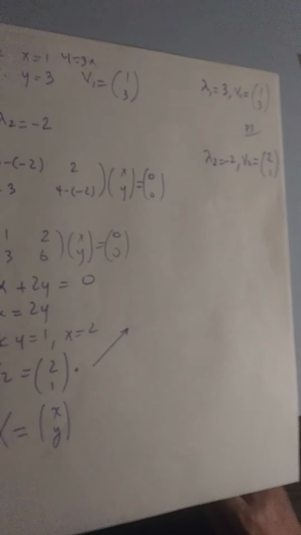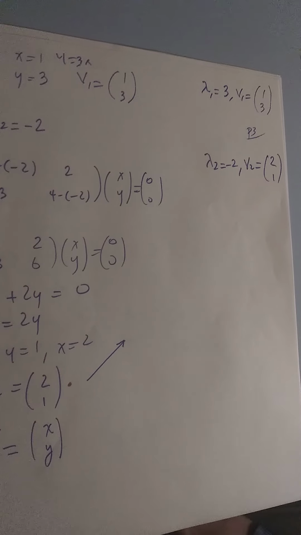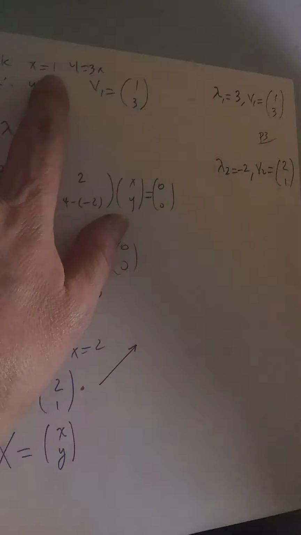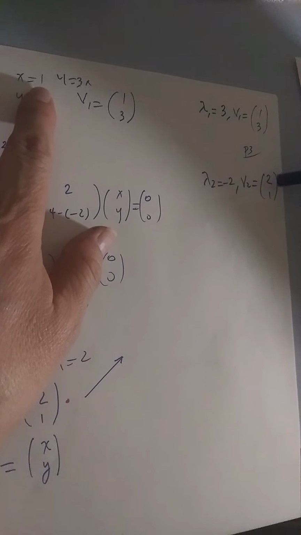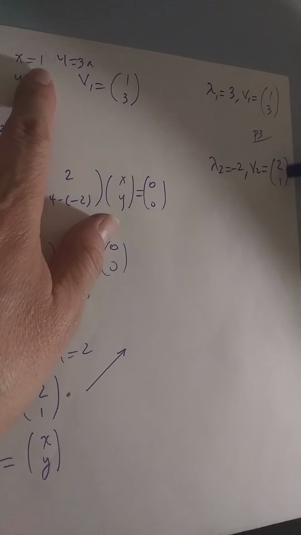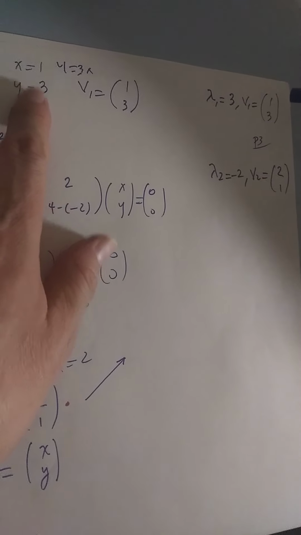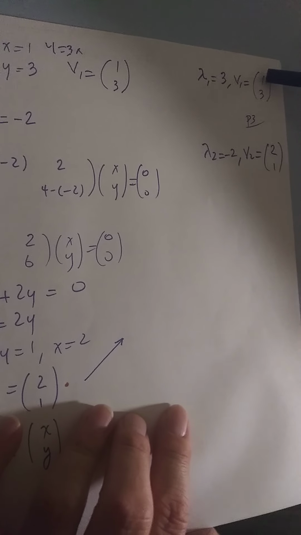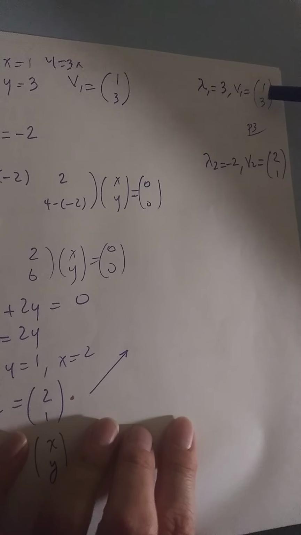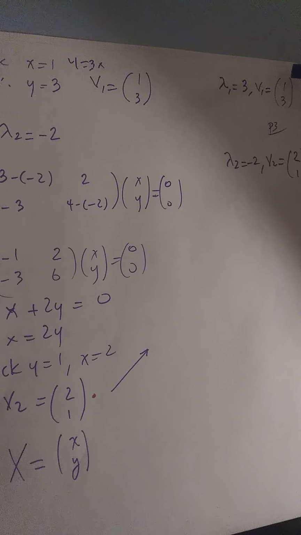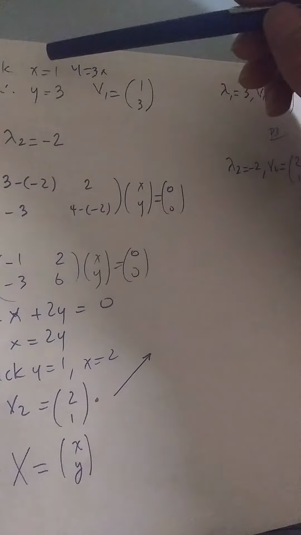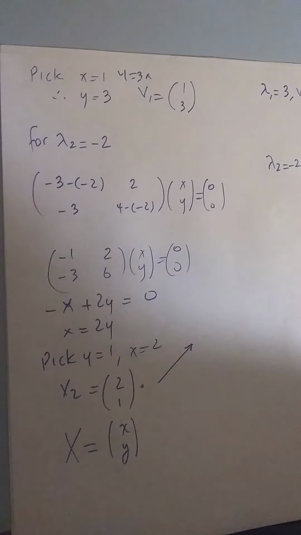Could somebody have picked different numbers? Yes. If somebody had picked x equal 2 here, their eigenvector would have been (2, 6). If somebody had picked 2 here, their eigenvector would have been (4, 2). The important thing is to have these. In the end, when we solve a differential equation, I'll explain to you how these don't matter, whether you pick 1 or 2 or whatever number, it doesn't matter.